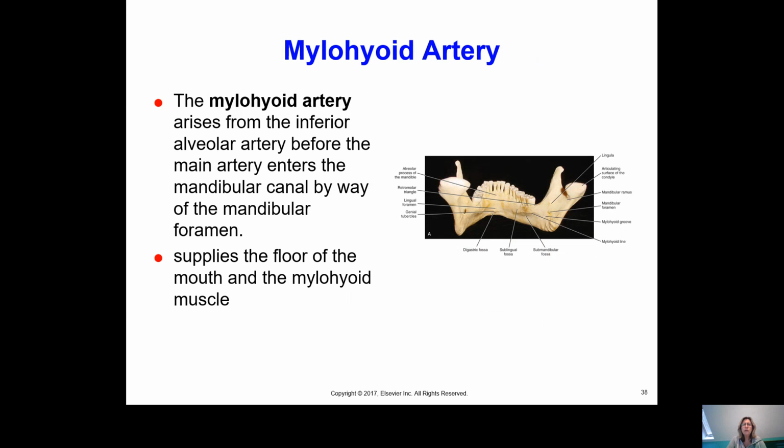The mylohyoid artery arises from the inferior alveolar artery before the main artery enters the mandibular canal by way of the mandibular foramen. So you remember on the mandible, you had your ramus, and on the medial side of your ramus, you had the lingula and the mandibular foramen. And so the mandibular canal comes down from the mandibular foramen. It supplies the floor of the mouth and the mylohyoid muscle.